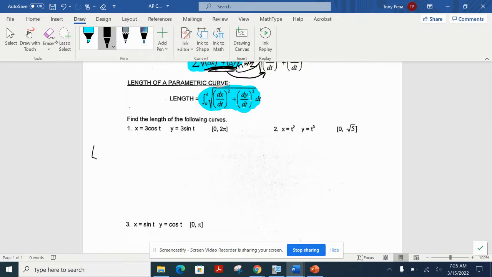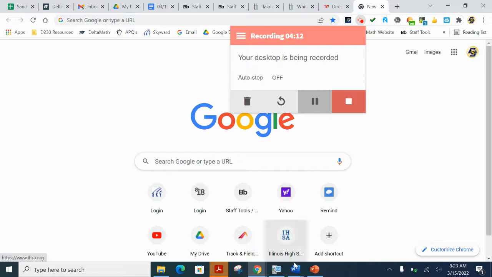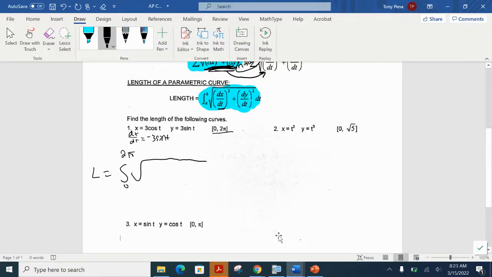But the length of our curve, let me come down here and leave a little space, is the integral, in this case from 0 to 2 pi, of the square root of our dx dt squared. So we're going to find our dx dt. Hang on a minute here. All right, so that's our dx dt. The dy dt is just going to be 3 cosine of t. Throw it into our formula.